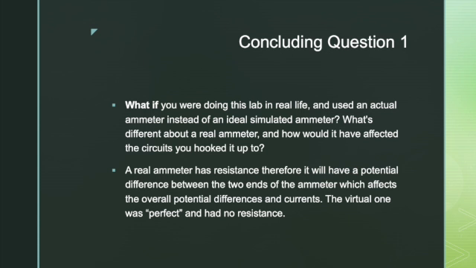For concluding question 1, what if you were doing this lab in real life and used an actual ammeter instead of an ideal simulated ammeter? What's different about a real ammeter, and how would it have affected the circuits you hooked it up to? Well, a real ammeter has a resistance and therefore would have a potential difference between the two ends of the ammeter, which affects the overall potential differences and currents. The virtual one was perfect and had no resistance.